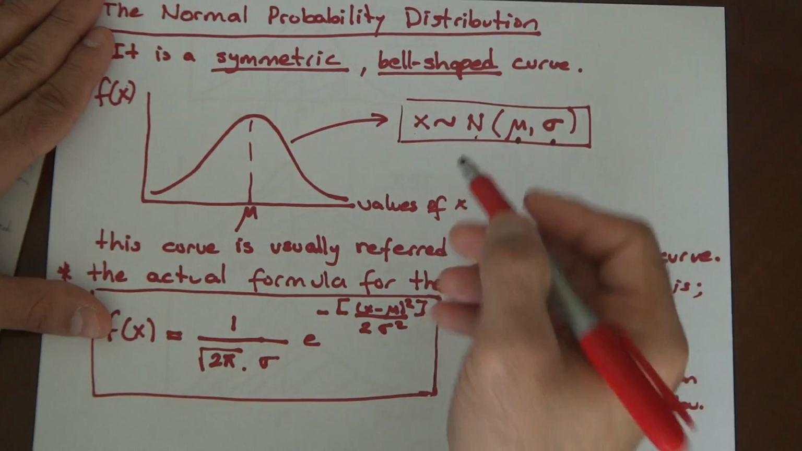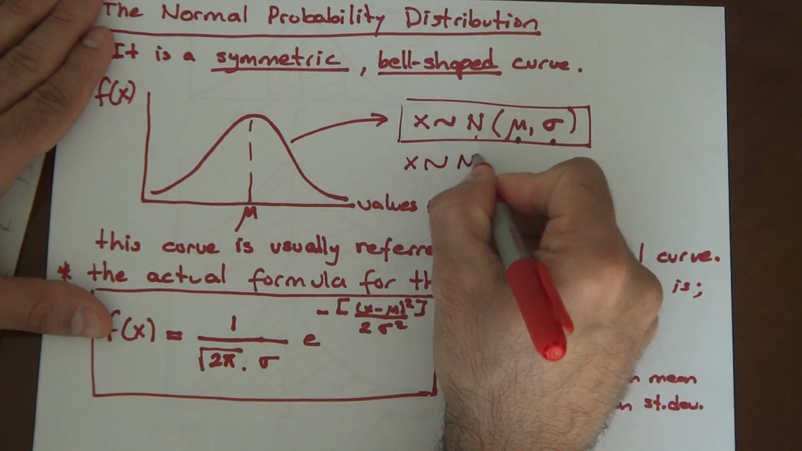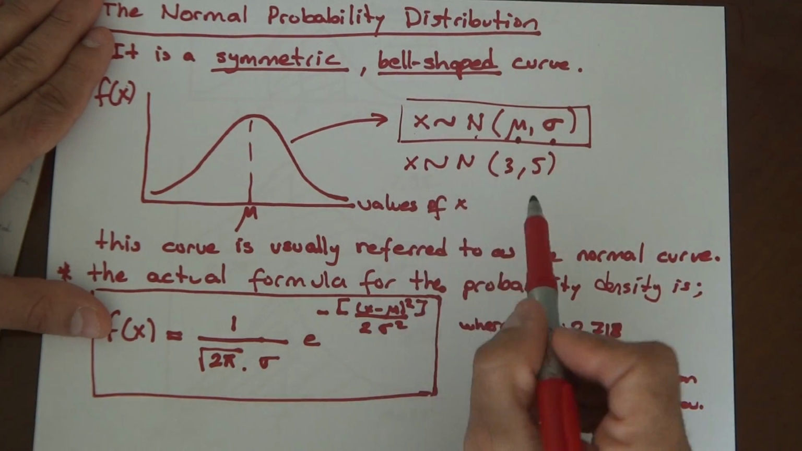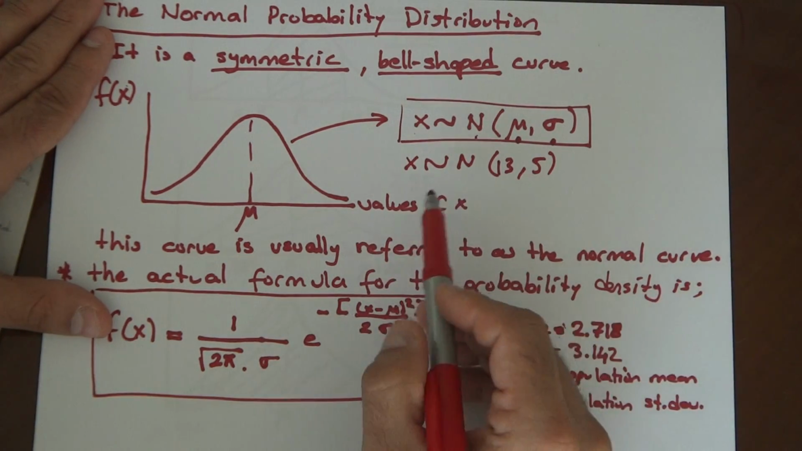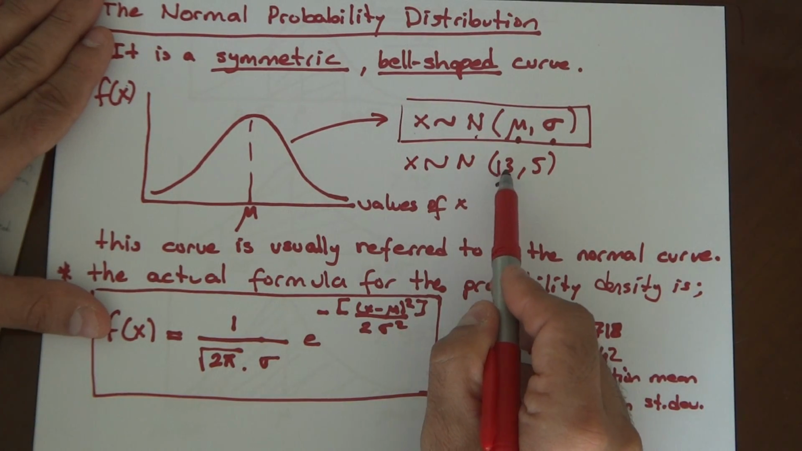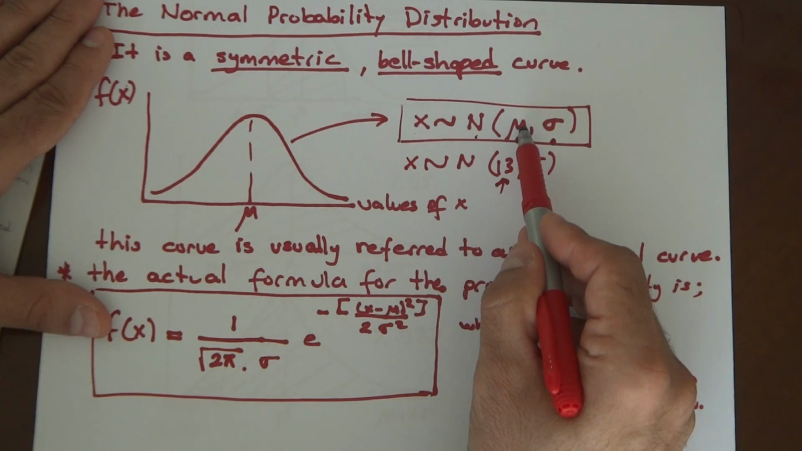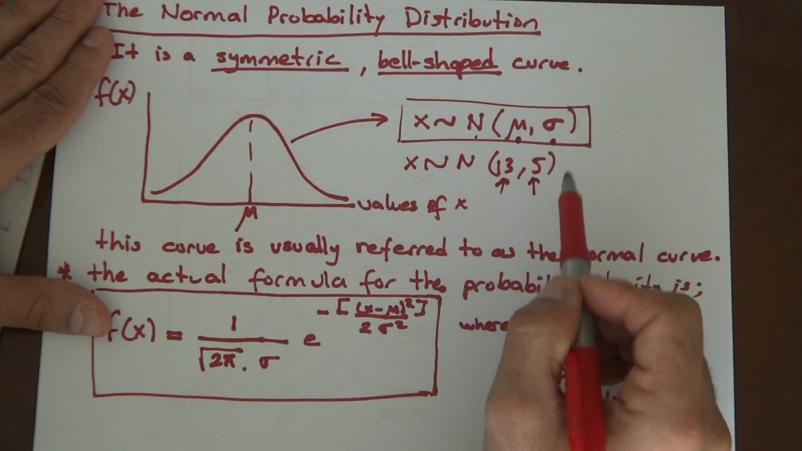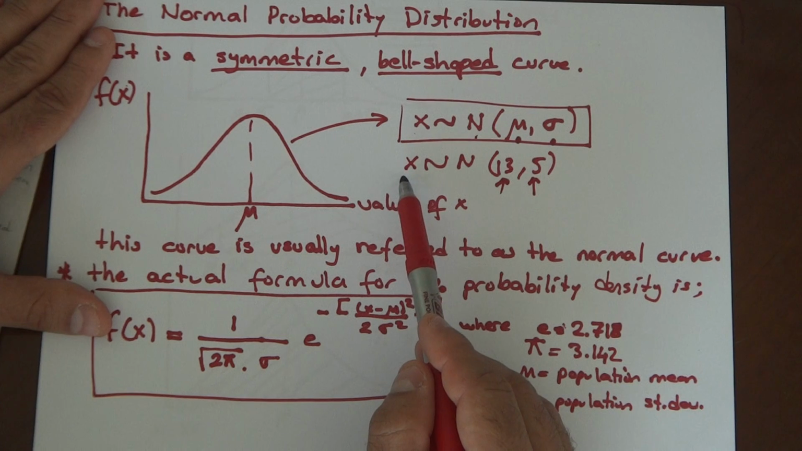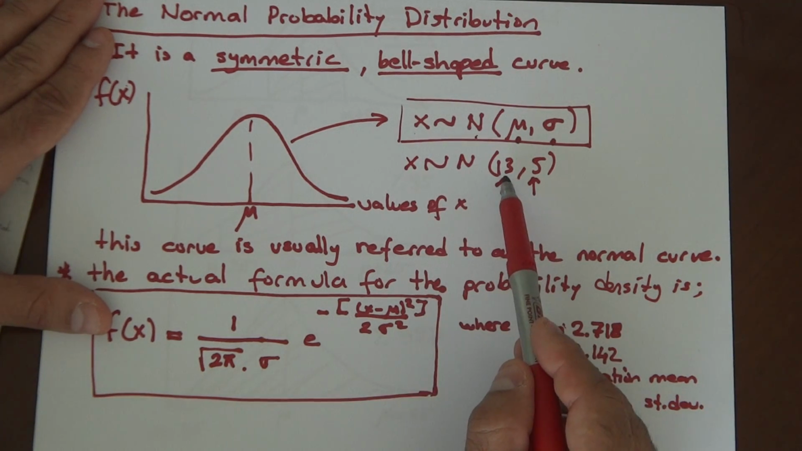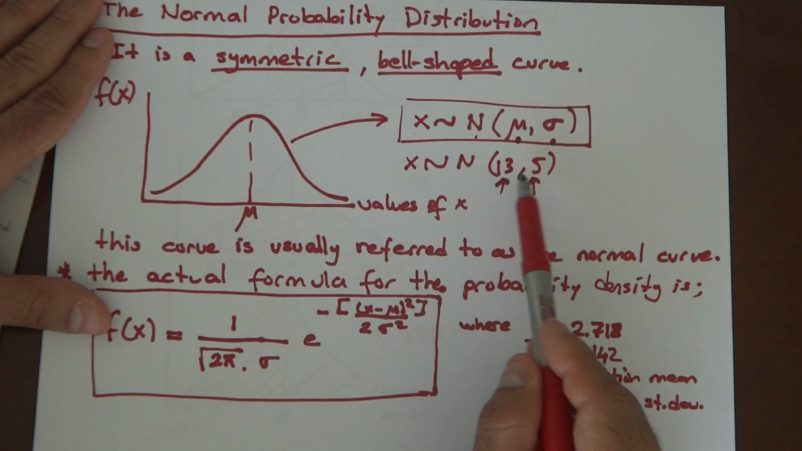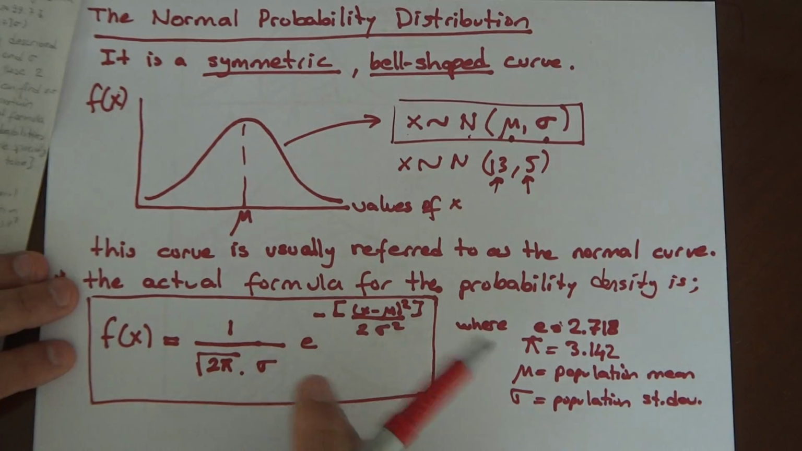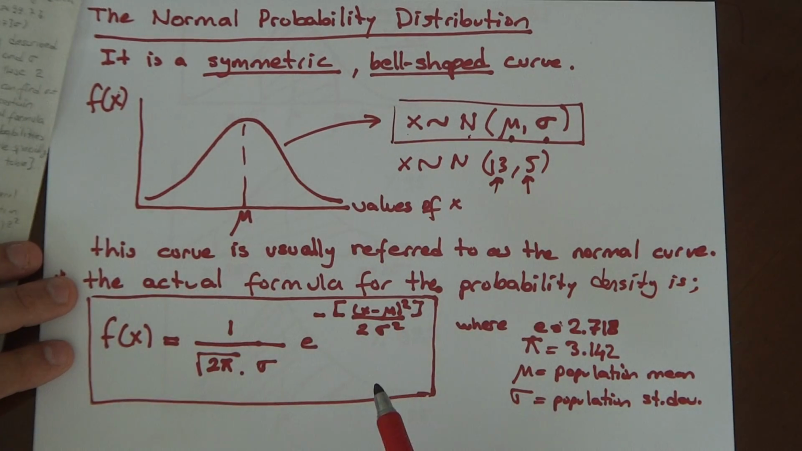Okay, so for example, if you see something like this, x is distributed normally, let's say 13 and 5, this means that the first one, which is 13, is mu, the population mean. So the population mean is 13 and 5 represents the standard deviation, so it is 5. So x is distributed normally with a given population mean of 13 and a given standard deviation of 5. Okay? This curve is usually referred to as the normal curve.